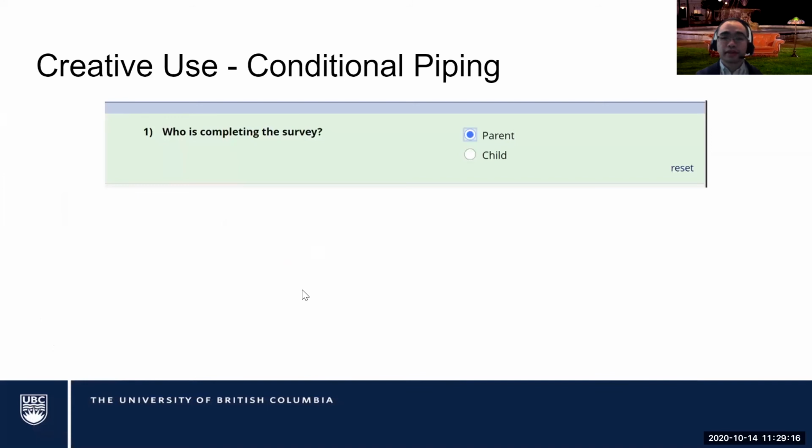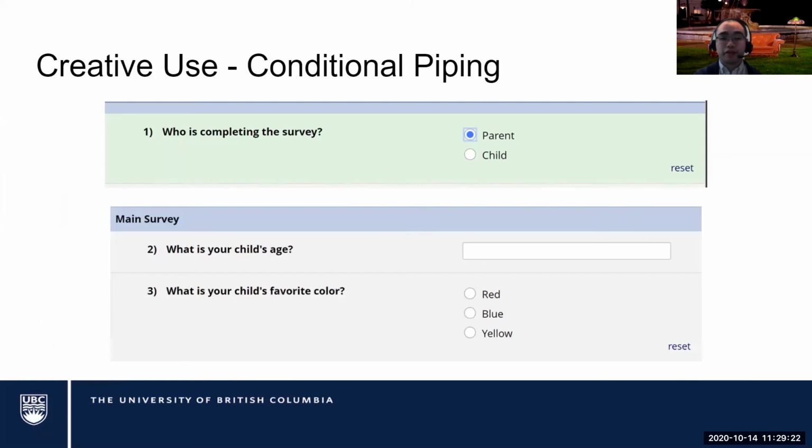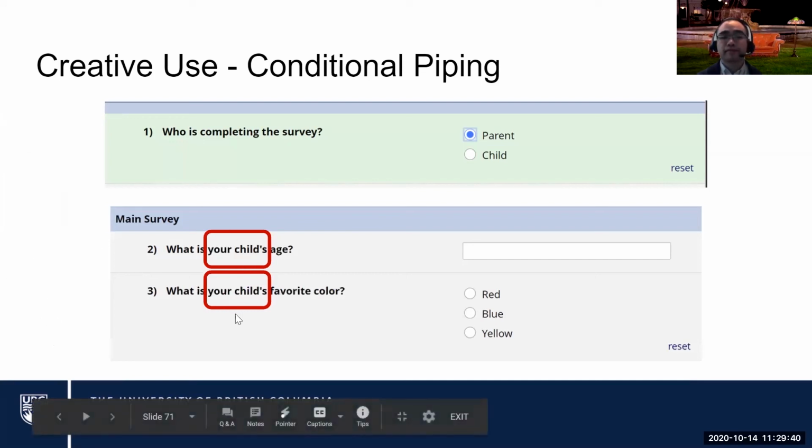So here's sort of a live version of that. Who is completing the survey? So that's page 1. And then on page 2, you'll have what is your child's age? And then as you can see, the question for your child is not shown. It's because I've hidden it from the survey view. And I've used the piping twice.